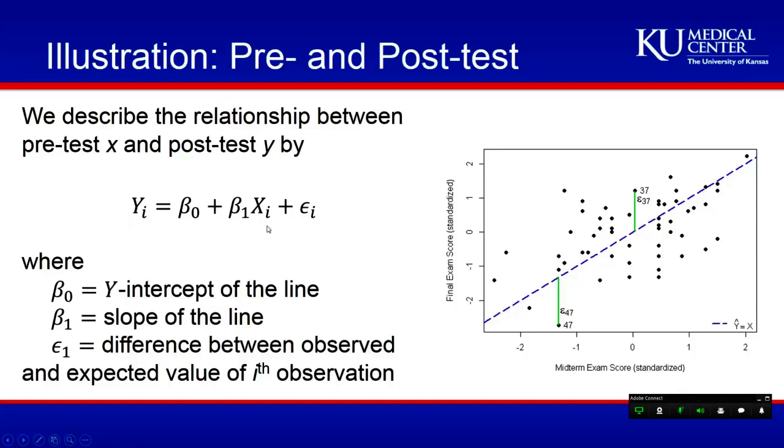So if I increase x, beta 1 tells me how I can expect y to change, either increase or decrease. Generally, beta 1 is the more important parameter here because that's the one that actually describes not only how y is expected to change as a function of x, but it also describes how strongly these two things are associated.